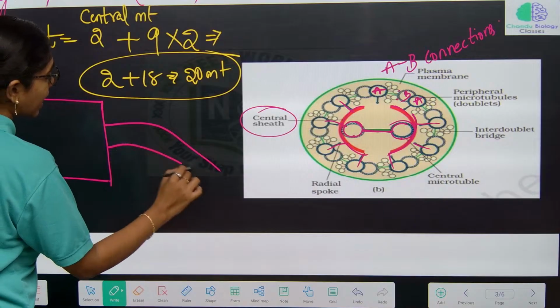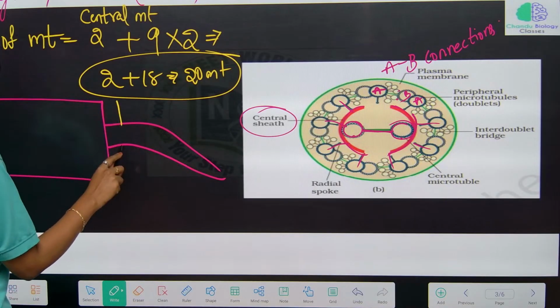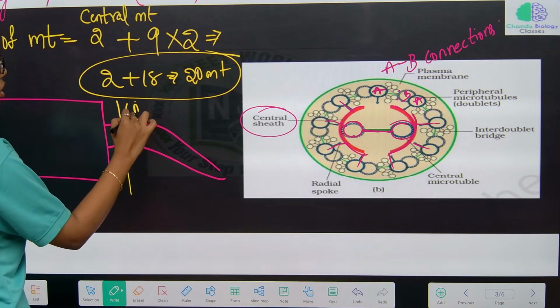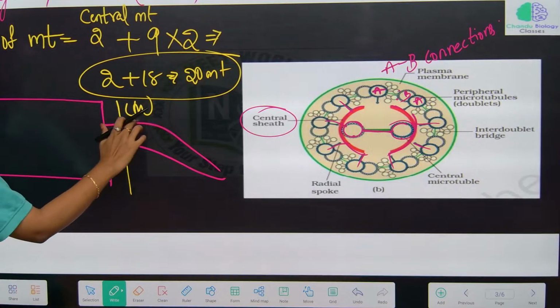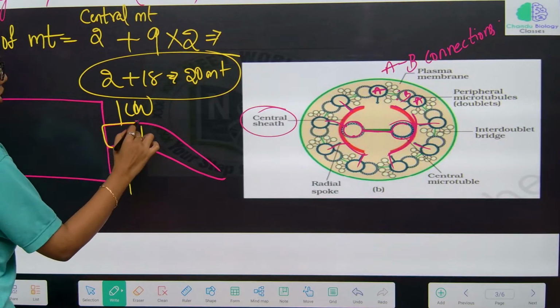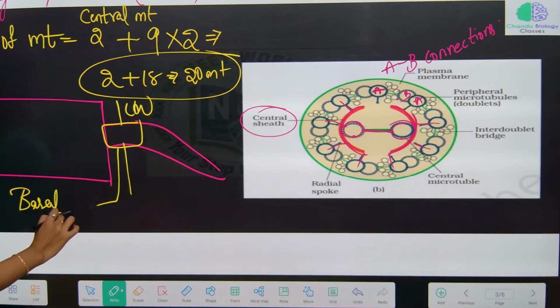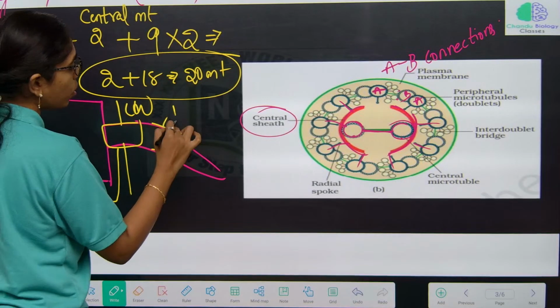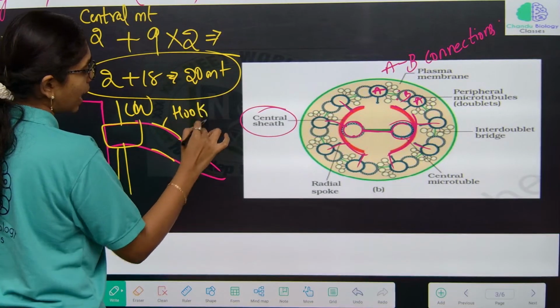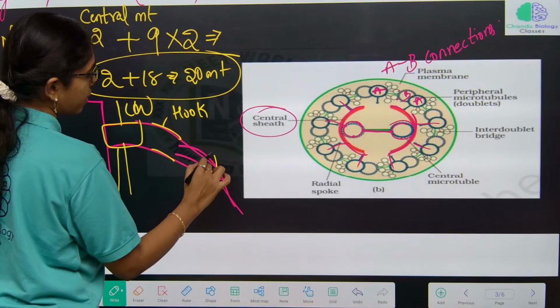In a bacterial flagellum, the flagella originate from the cell membrane and are extensions of the cell wall. In the cell membrane and cell wall region, this region is called the basal body. And this is called the hook. And this is the long filament.